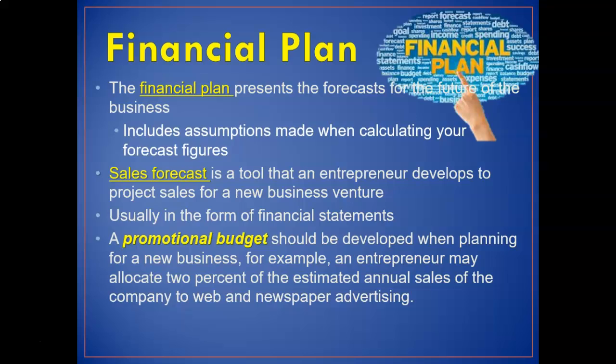The financial plan. The financial plan presents the forecast for the future of the business. You're going to include assumptions made when calculating your forecast figures. You'll have a sales forecast, which is a tool that an entrepreneur develops to project sales for a new business venture. It is usually in the form of financial statements. And then you have a promotional budget that should be developed when planning for a new business. For example, an entrepreneur may allocate 2% of the estimated annual sales of the company to web and newspaper advertising, so to internet and newspaper advertising.